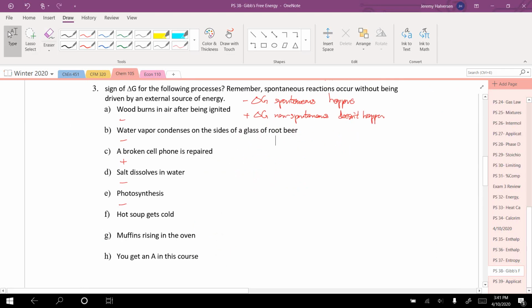A hot soup gets cold. Okay, that's true, unless, of course, it's sitting on the stove. But I think the assumption here is that you've just got hot soup on the table. It's going to get cold. Muffins rising in the oven. Well, that kind of depends. I think the assumption here is the oven is on.